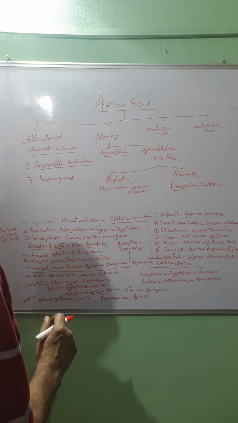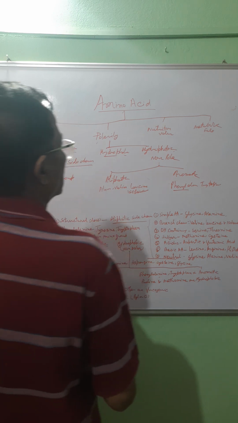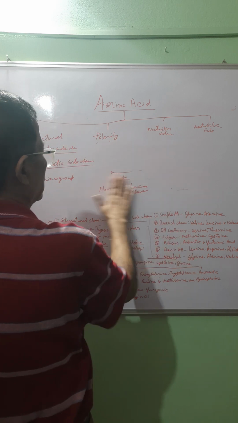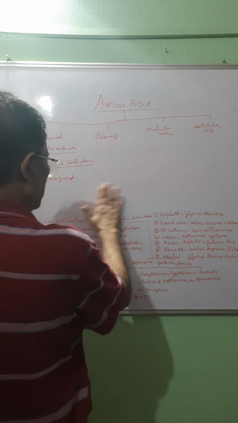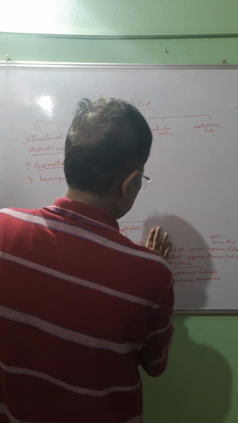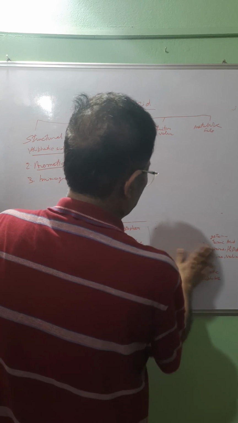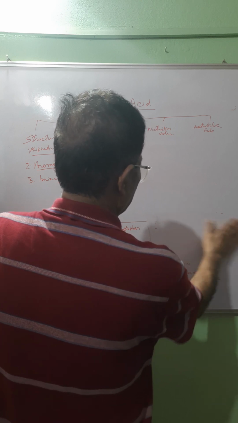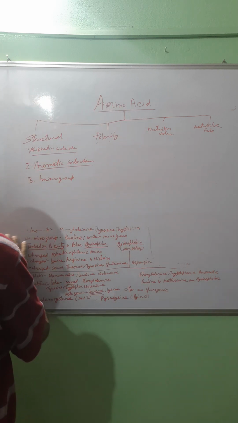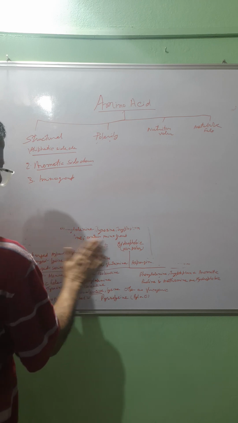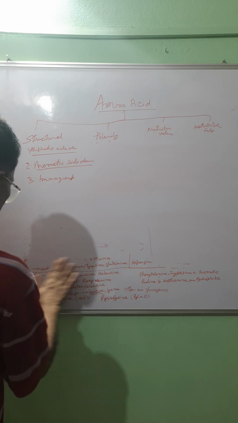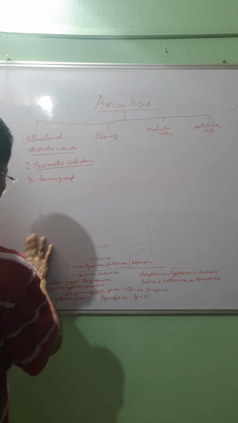Okay, now polarity. Nutritional value: we have learned about nutritional value, that is essential amino acids, conditional amino acids and non-essential amino acids. In essential amino acids we have 9 amino acids, in conditional we have 6, and non-essential amino acids are only 5. Then we have learned about that.